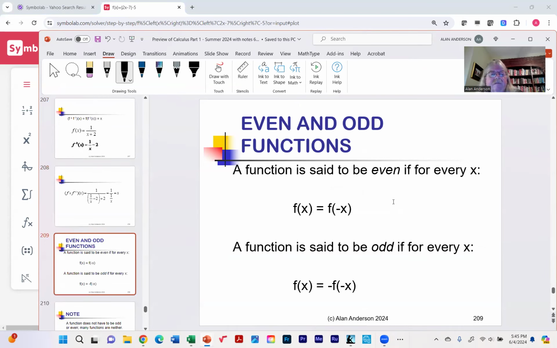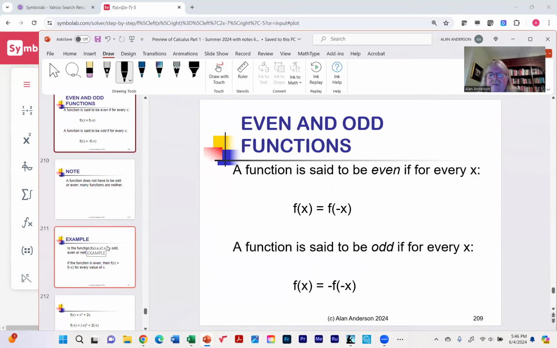Anyway, here's an interesting definition. Functions can be even or odd. What is that supposed to mean? Well, if for every x, f of x equals f of negative x, the function is said to be even. If, on the other hand, for every x, f of x equals negative f of negative x, then the function is odd.